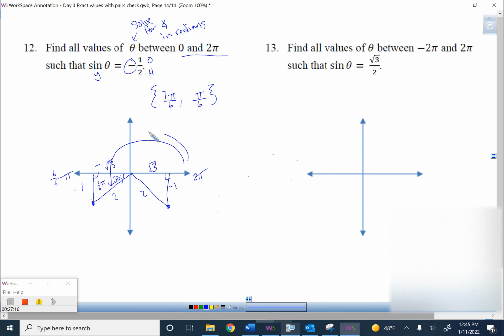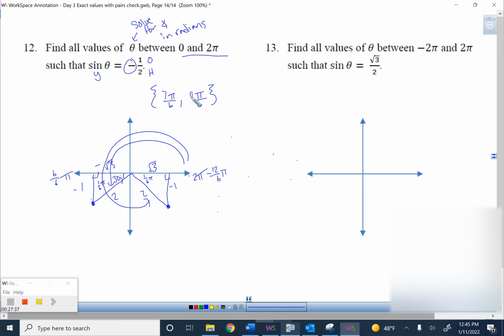Going all the way around, the closest thing to this point is the 2 pi. Again, this is 1/6 pi. So I'm going to change this to something over 6. And I want to divide to get 2. That's 12 over 6 gives you 2. So it's almost to 12, but it's 1 less. That would be 11/6 pi. And that's it.